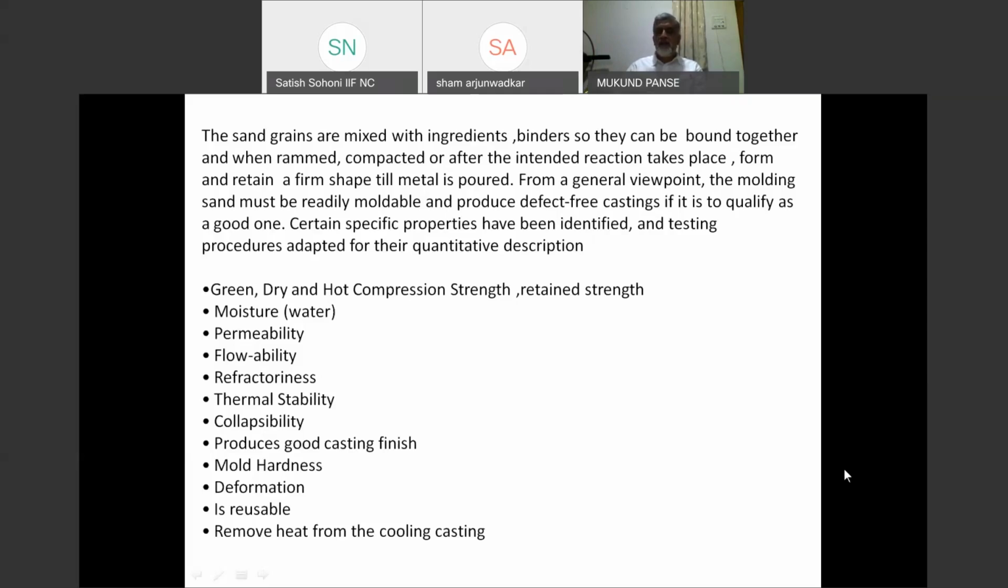Collapsibility means low retained strength so that decoring and casting contraction is not hindered. It should produce a good surface finish. It should have good mold hardness. It should not deform. These are requirements of a mold so that sand erosion is avoided and the shape of the casting is maintained. Sand is reusable, so it is reclaimable and can be used again and again. And heat transmission from the casting should be good. These are the properties we seek from the sand mixture we are using.